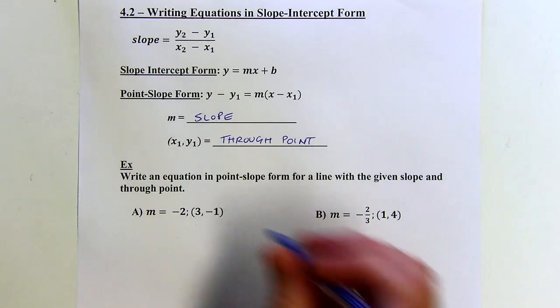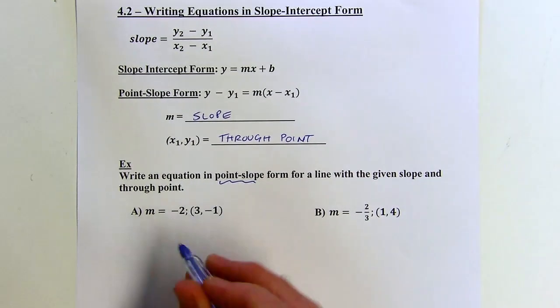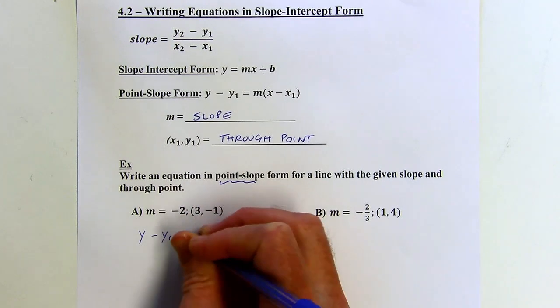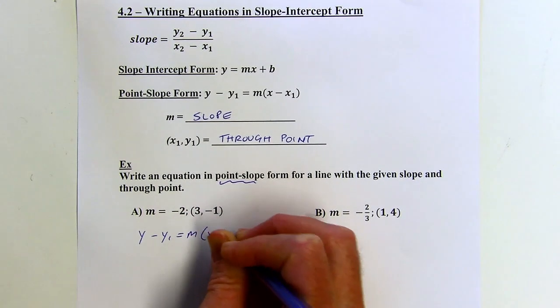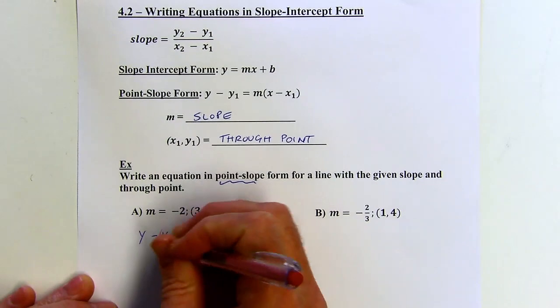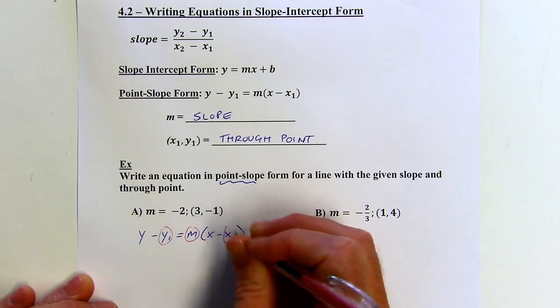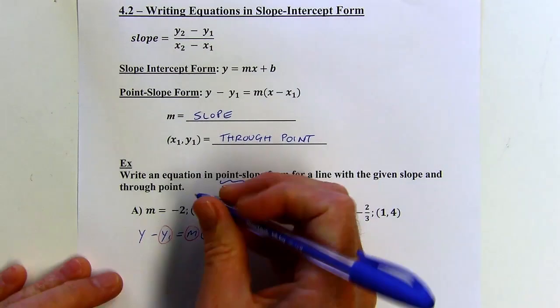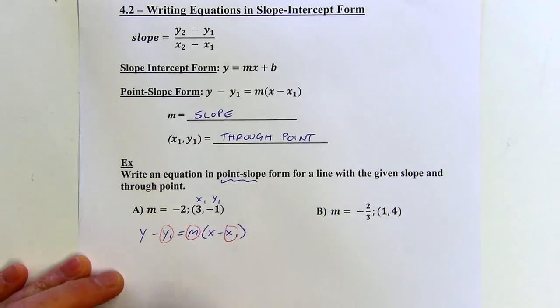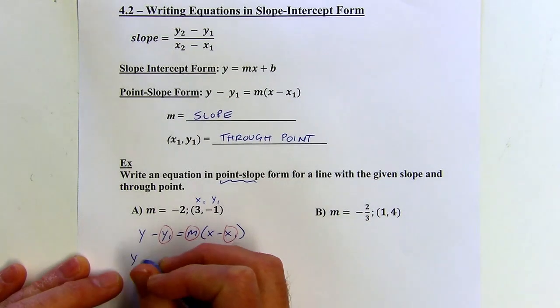So this says write an equation in point-slope form. So I'm using that new formula here. Okay, so I need to plug something in these 3 slots. All right, and this is going to be my through point, and then there's my slope. So I just plug those 3 pieces in.